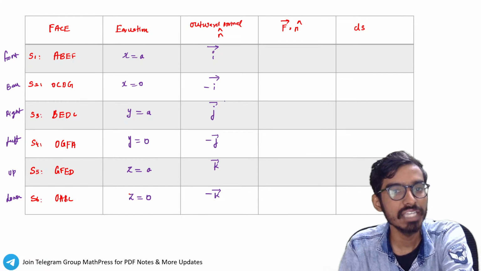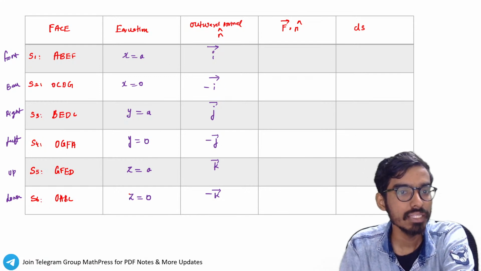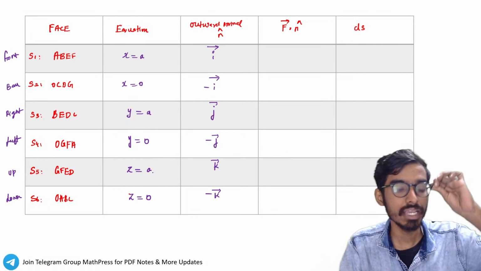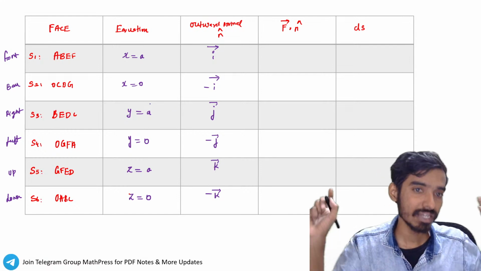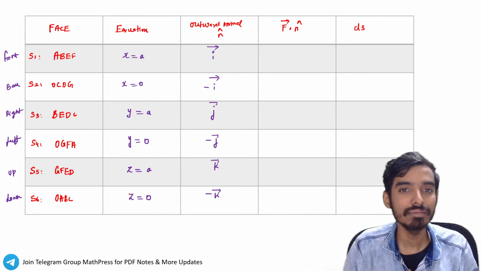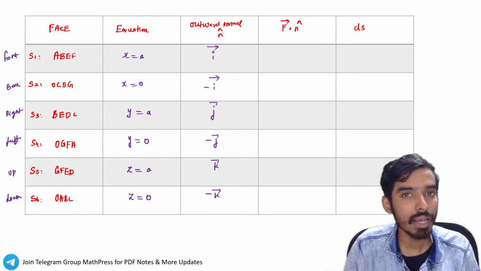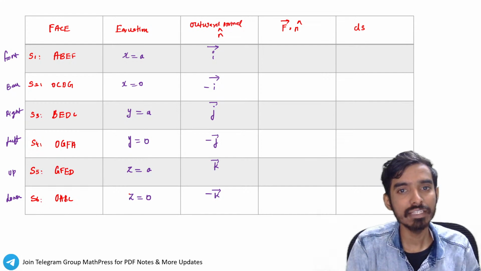This column will not change for any cube. The only thing that may change is x is equal to a, y is equal to a, z is equal to a, depending upon the bound that they are giving for the cube. If the first 3 columns are clear, then you can do any problem that is based on cubes. These are very easy, right?